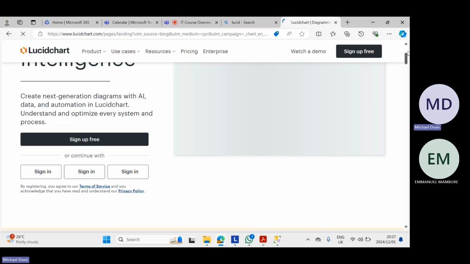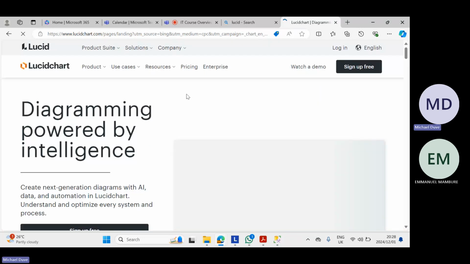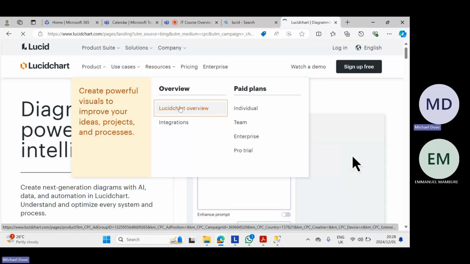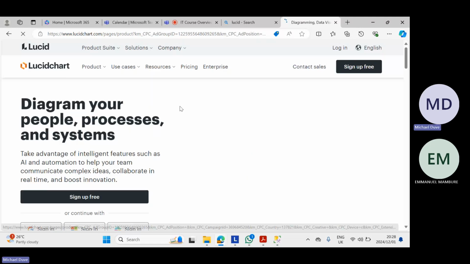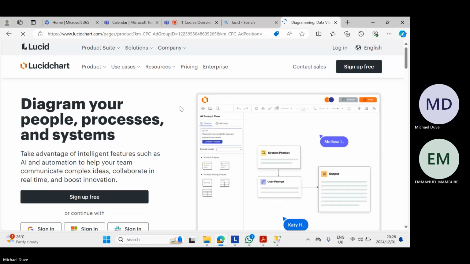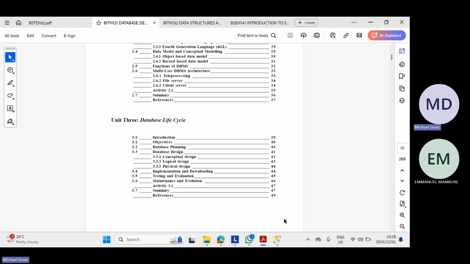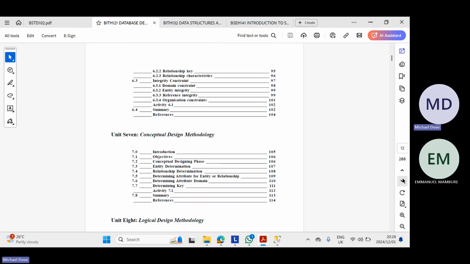This one is Lucidchart. You can also use Microsoft Visio, right? Microsoft Visio, you can download it. It's free. Then you can also use Draw.io, right? There are so many softwares that you can use. Okay, so that is the main thing that you need to know. Then implementation and loading, testing and evaluation, those are just minor things.